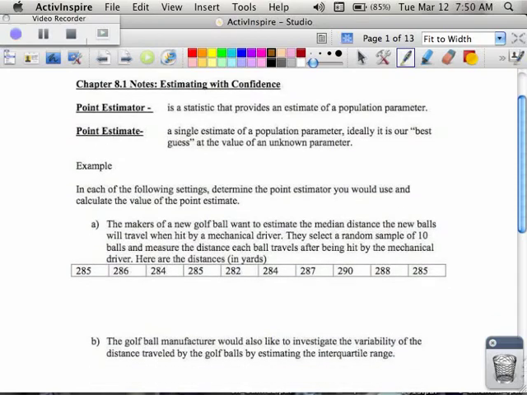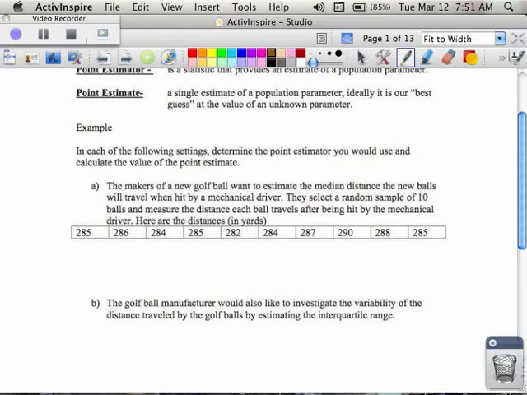And the first thing you need to know are a couple of vocabulary things. A point estimator is some kind of statistic that provides an estimation of a population parameter. For example, a mean would be a point estimator, a median, an IQR, something that gives information about your population. Sorry, a point estimate is an estimate of a population parameter. Best guess, usually a mean or a median, not always, but usually. In each of the following settings, we're going to try and figure out what point estimator would be good based on what they give us for information.